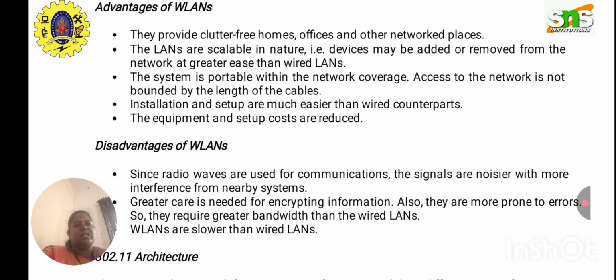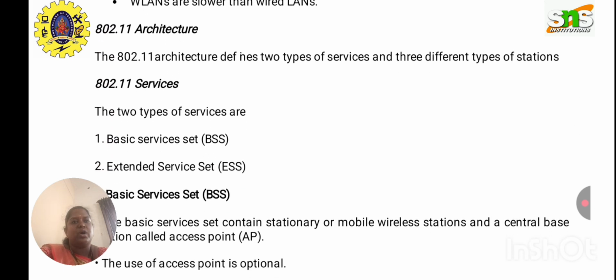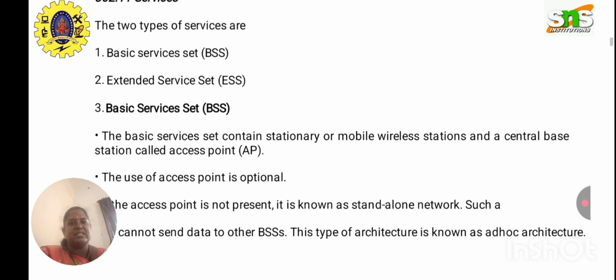In WLANs, radio waves are used for communication, so there is more noise and interference from nearby stations. Greater care is needed for encrypting information. They are more prone to errors. They require greater bandwidth than wired LANs. WLANs are slower than wired LANs. And then the 802.11 architecture has two types of services: basic service set and extended service set.